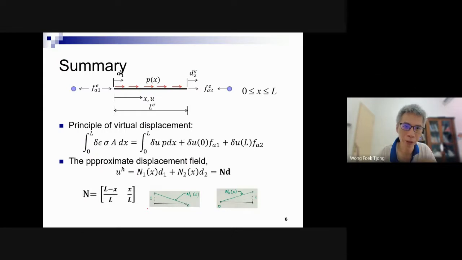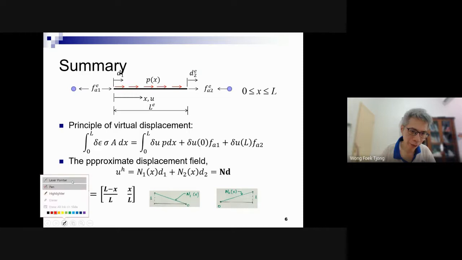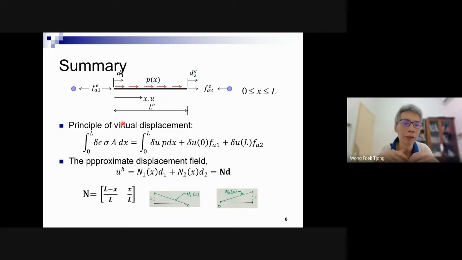So let's proceed to the summary. What we did so far, we are formulating the simplest bar element. It has 2 nodes. We begin with the principle of virtual displacement for this bar, because this is 1 bar element. Actually, we have the problem of bar, and then we divide into several elements, and we consider a typical element.